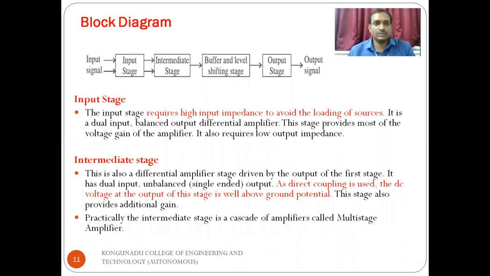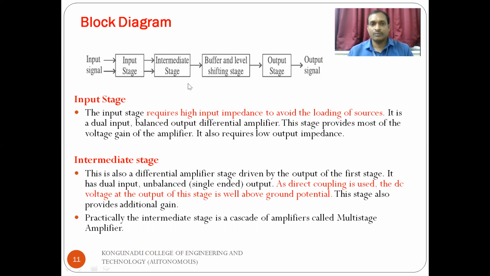This output is given to the intermediate stage. This is also a differential amplifier. It has two inputs and only one output, so it is a dual input unbalanced output differential amplifier. In this case, we are using the direct coupling method, so the DC voltage level at the output of the stage is well above the ground potential. This stage also provides additional gain. Practically the intermediate stage is a cascade of amplifiers, that is, multiple stages of amplifiers.